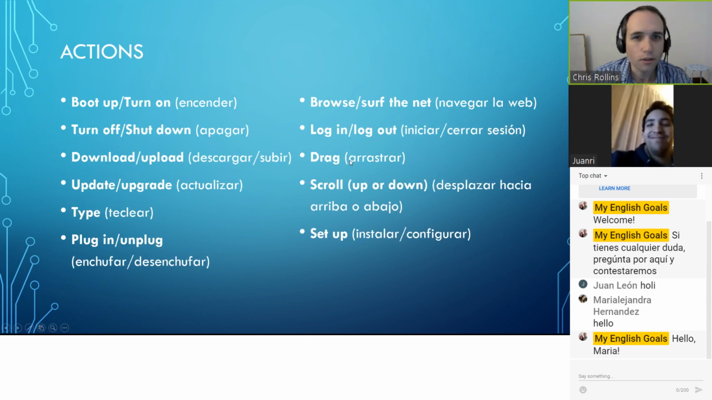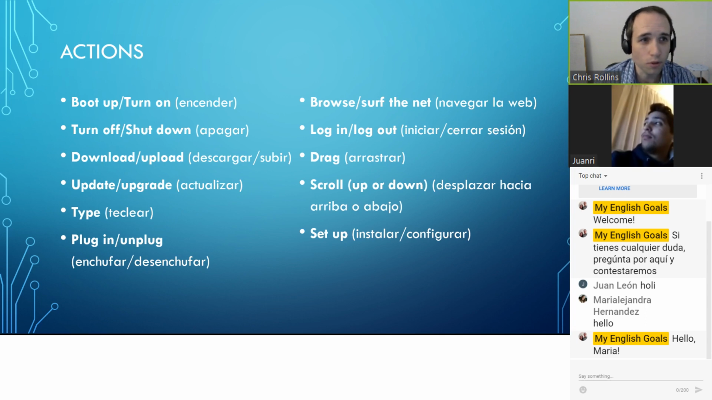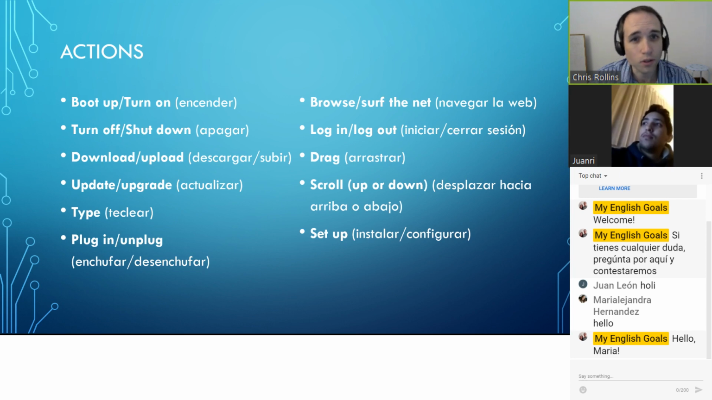Let's continue. So, some actions, right? Some frases, some verbos que usamos típicamente con computadoras y problemas con computadoras. So, para encenderlo is to boot up or to turn on. Okay, es lo mismo. Al contrario, apagar, turn off, shut down. Download para descargar, upload para subir, update y upgrade para actualizar. Teclear con el teclado is type. We type. Para enchufar, that's to plug in. Y el contrario, desenchufar is unplug.